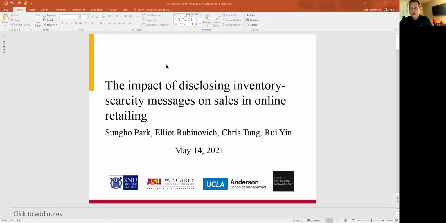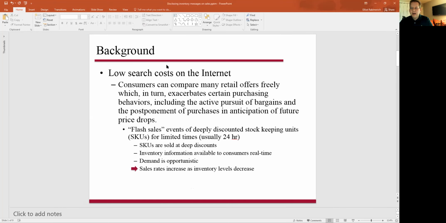As a matter of introduction, I'd like to briefly mention the motivation for the paper. It's basically a well-known principle that low search costs on the internet enable consumers to compare many retail offers freely, which in turn exacerbates certain purchasing behaviors by consumers, including the active pursuit of bargains and the postponement of purchases in anticipation of future price drops.